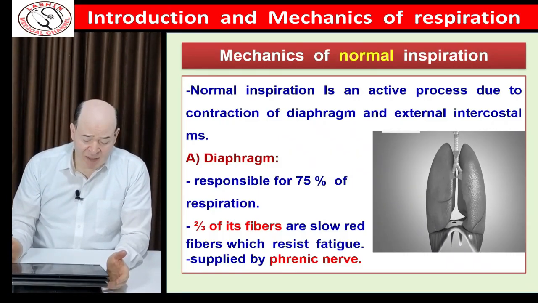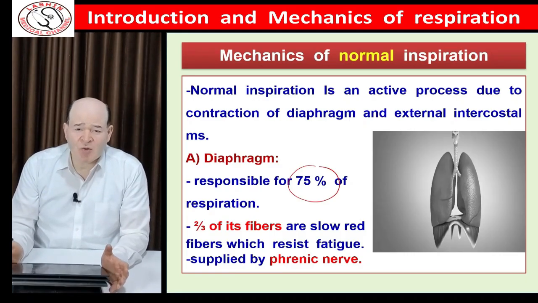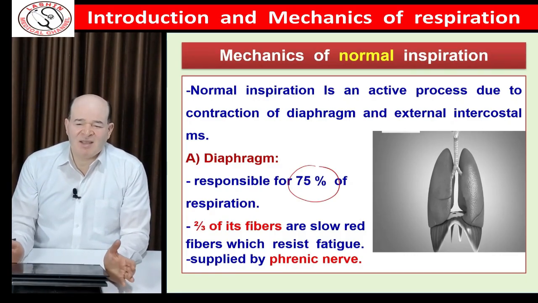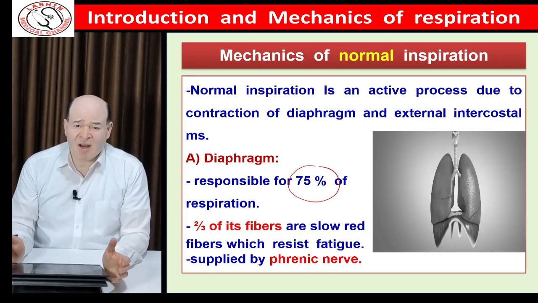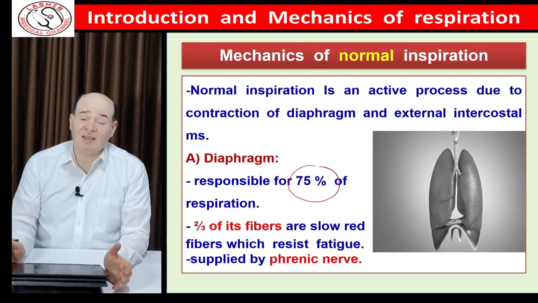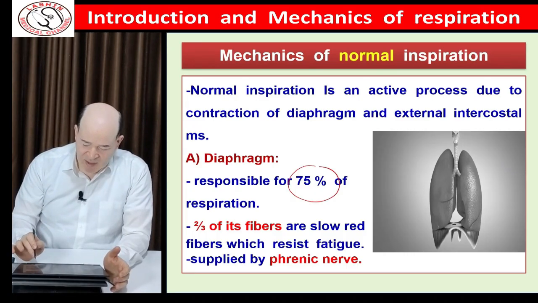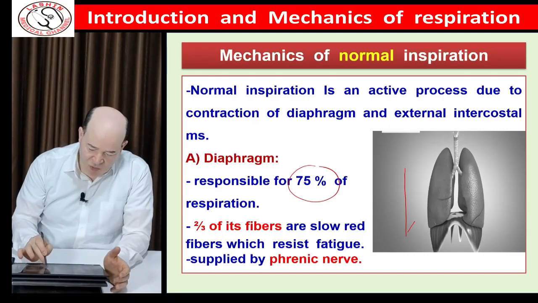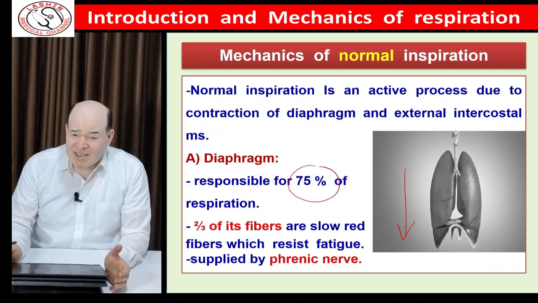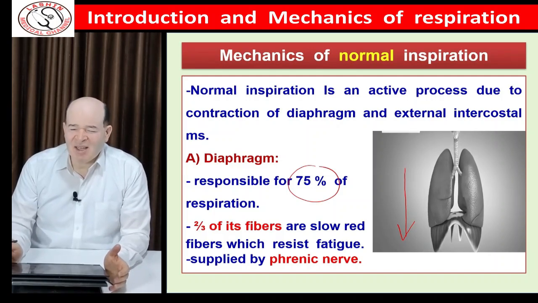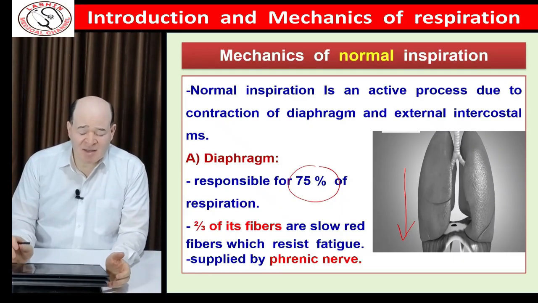First, the diaphragm. The diaphragm is responsible for about 75% of the process of respiration. It is the main muscle involved in respiration. About 2/3 of its fibers are slow red fibers that resist fatigue, and it is supplied by the phrenic nerve. As we see in the video, when the diaphragm contracts, it descends downwards. This descent is important because it increases the chest cavity in the vertical diameter. When the chest cavity increases, the pressure inside decreases.